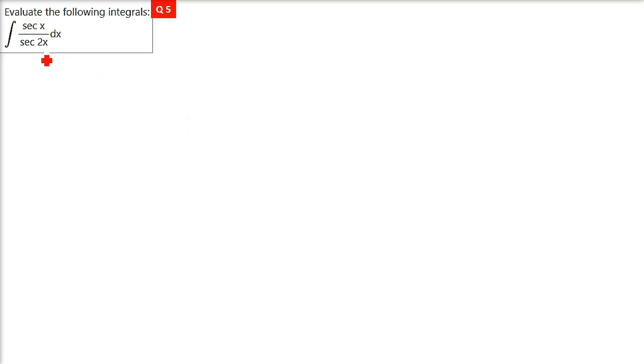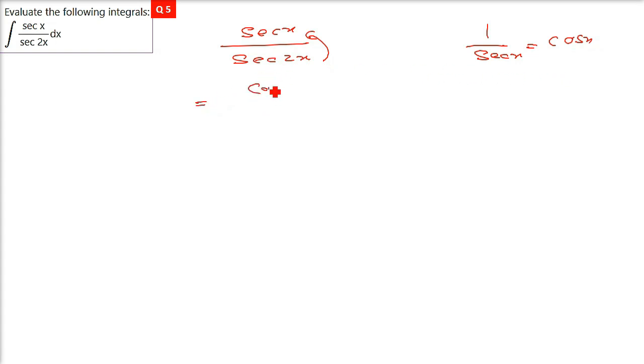Evaluate the following integral: sec x by sec 2x. Let me resolve it. Let us find an expression which we can easily integrate. For that, we have sec x by sec 2x. Please remember, sec x is the inversion of cos x, and cos x is the inversion of sec x. So 1 by sec x can always be written as cos x. 1 by sec 2x is 1 by cos 2x. So cos 2x goes up.